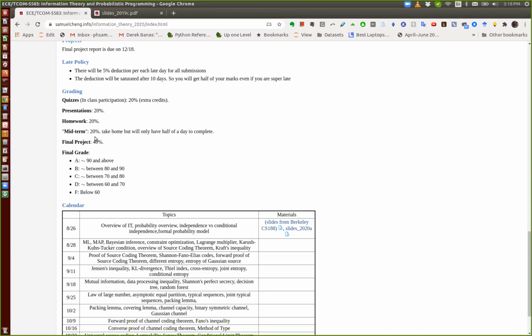So therefore, I would recommend that if you do something in machine learning, then try to use a probabilistic model to solve your problem and for your project.